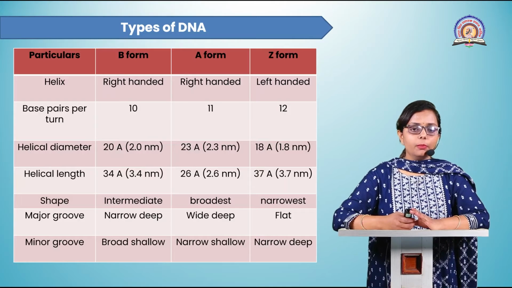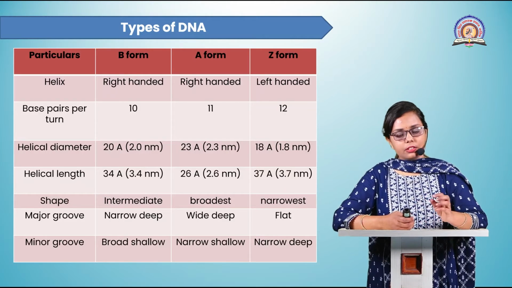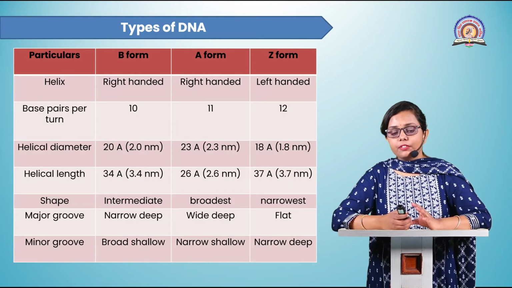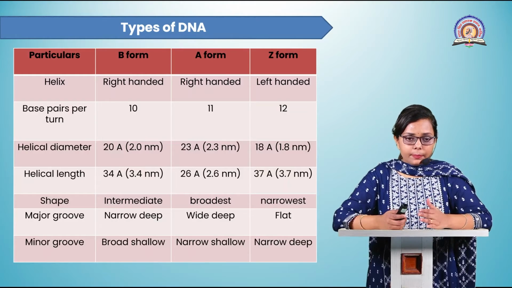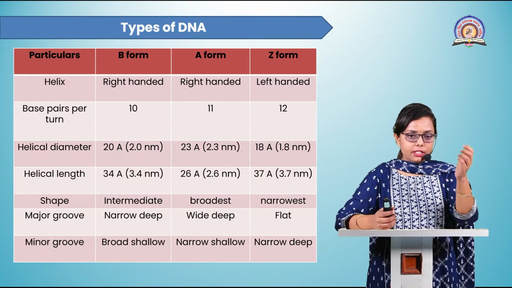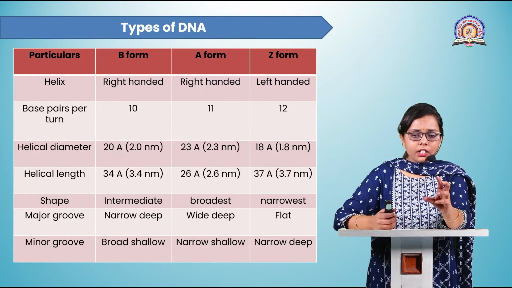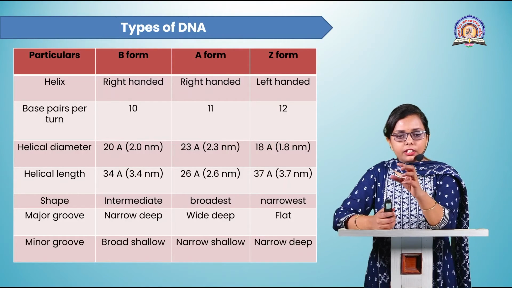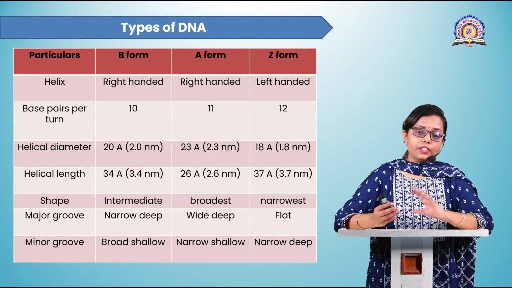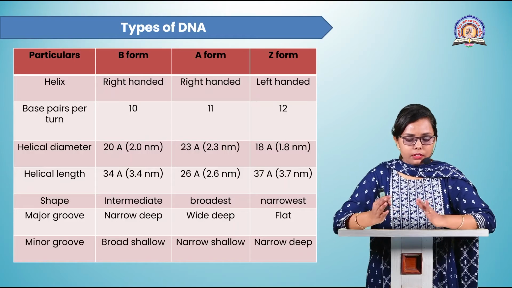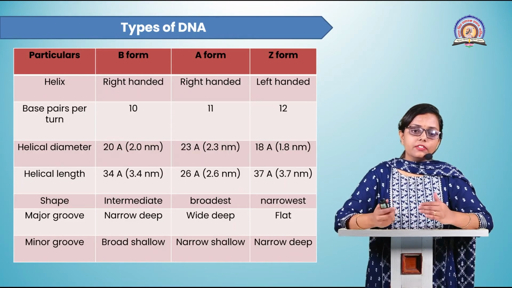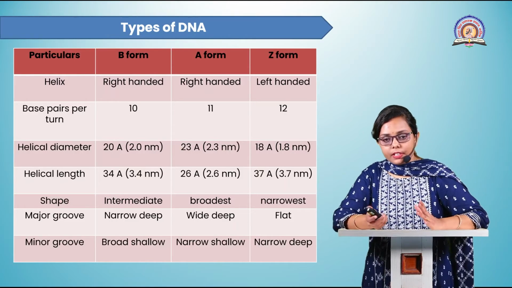Now the grooves of the DNA. In the B form, the major groove is narrow and deep. In the A form, it is wide and deep, and in the Z form, it is flat. As you can see, the helical diameter, helical length, and shape are related to each other. When you see the helical lengths of 34, 26 and 37 angstrom, you can assume the shape, and whether it is broad or narrow. When you compare the diameter, length, shape, and base pairs per turn, you can tell whether it is the intermediate shape, the broadest or the narrowest.